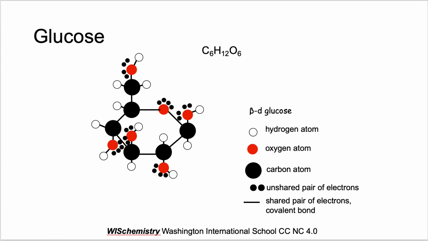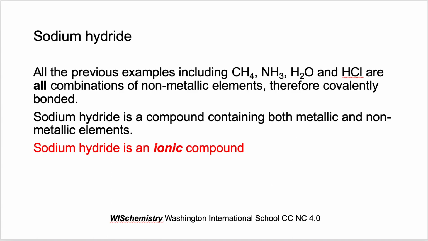And out of interest, here's glucose, with lots of unshared pairs on the oxygen. Carbon, the black spheres there, all have a valency of 4. The white spheres are hydrogen, and you can see all of the covalent bonds because those are the lines between each of the atoms. And then we're going to look at sodium hydride, but previous examples, which include methane, ammonia, water and hydrogen chloride, are combinations of non-metallic elements and covalently bonded.